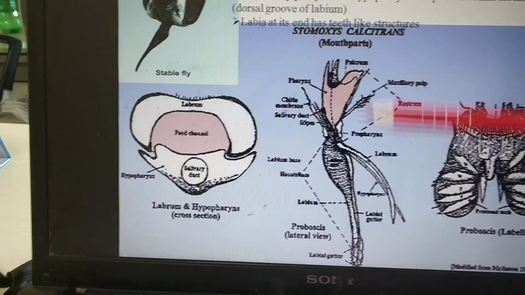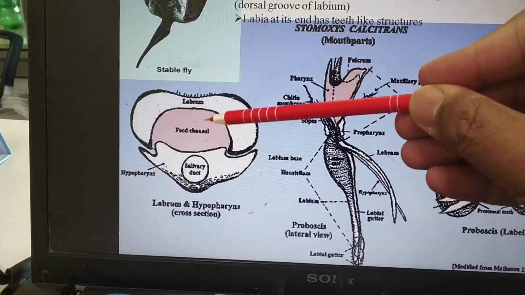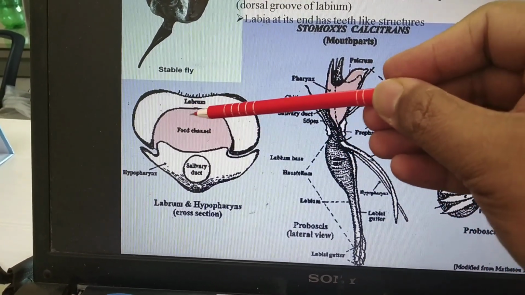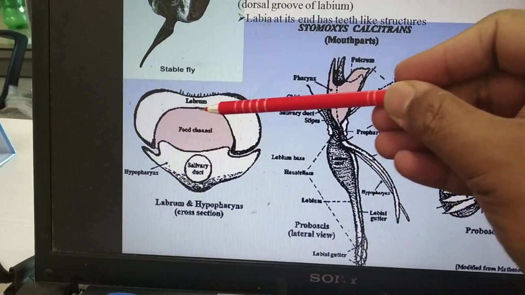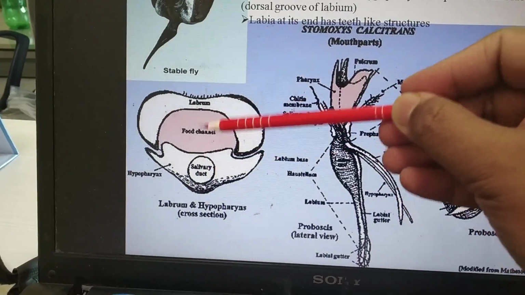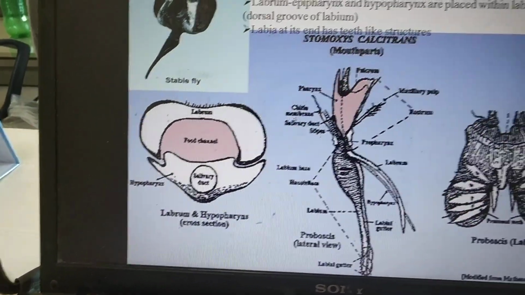The food canal passes through this. They close together and pierce. The blood comes out, and this is sucked in through the food canal, which is formed between the labrum and the hypopharynx.